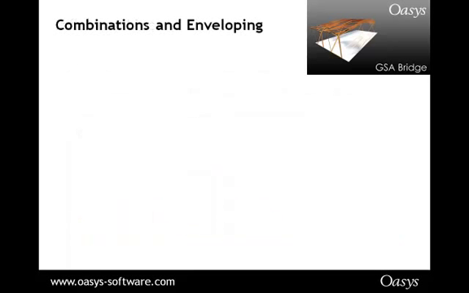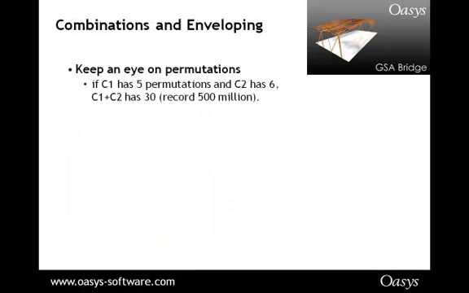Now, once you have all these loads defined, you need to then envelope them, and you have to be careful because the number of permutations can increase very rapidly. For example, if you've got two combinations, one has 5 permutations, one has 6, envelope the two together, you suddenly get 30 permutations, and the highest I've heard of is 500 million, which will take a little while to analyse.